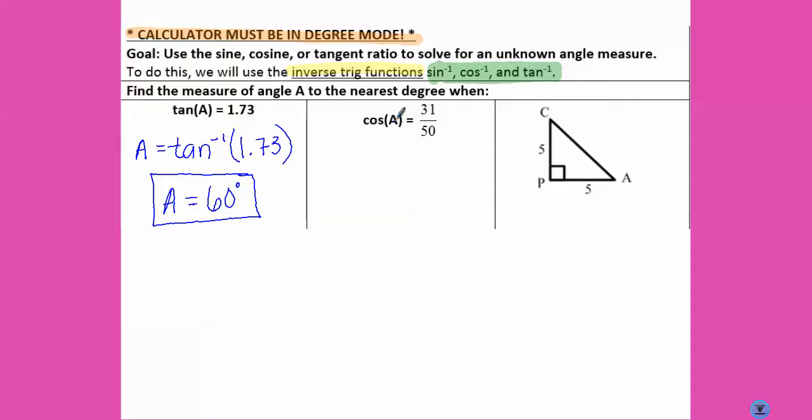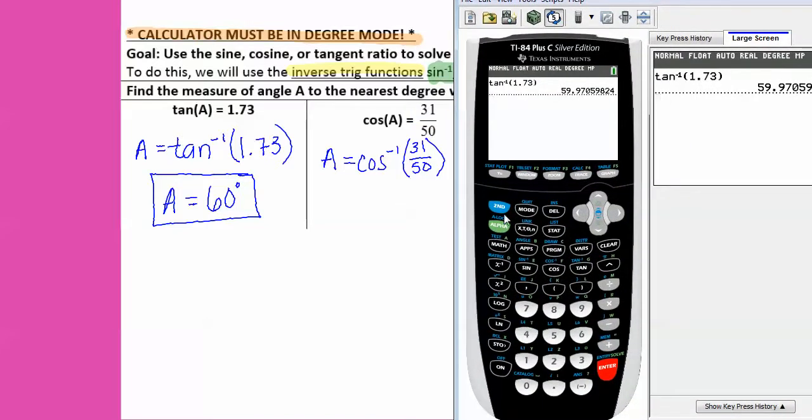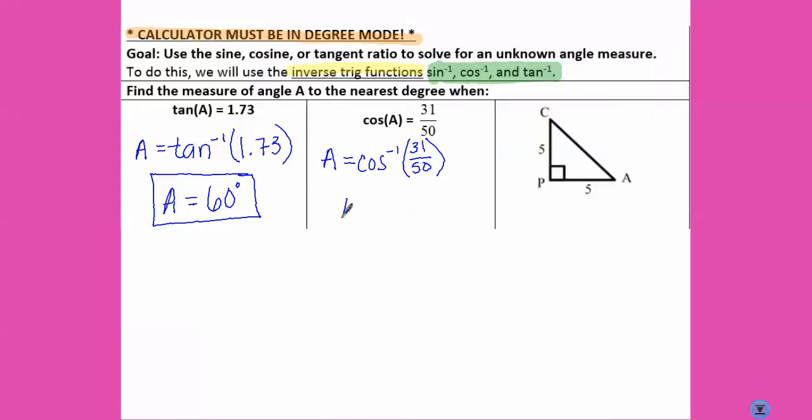Same idea if we have cosine of A. A would equal cosine inverse of 31 over 50. Let's put that in the calculator. Second cosine 31 over 50. And that would round up to 52 degrees.